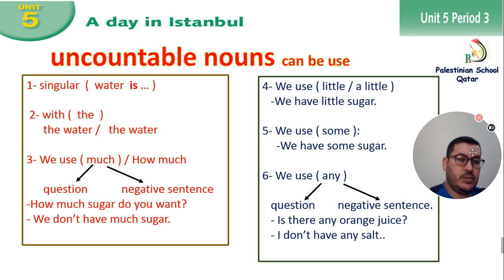Number 6, we use any. Any we use with the question and negative sentence. Is there any orange juice? I don't have any salt, or I don't have any orange juice.